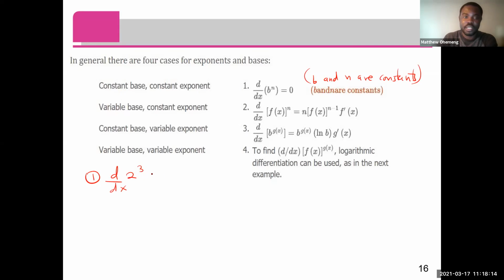A constant to the power constant is still constant. So that's still 0. Right? So that's what this is saying: when you have a constant base and a constant exponent, the derivative is 0.